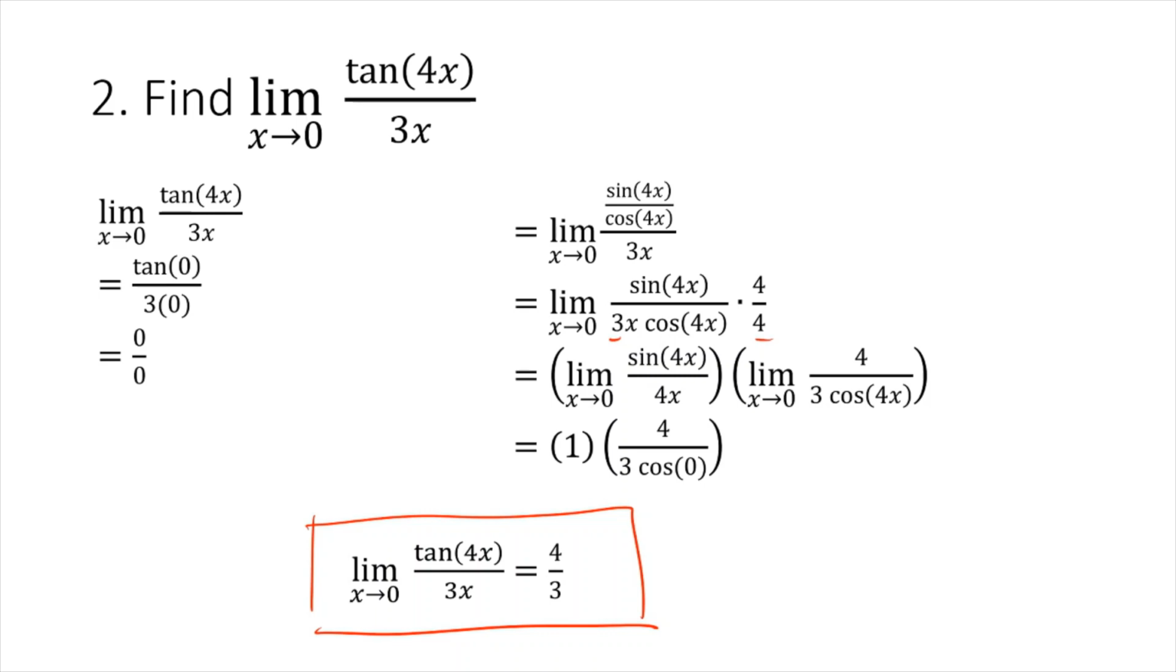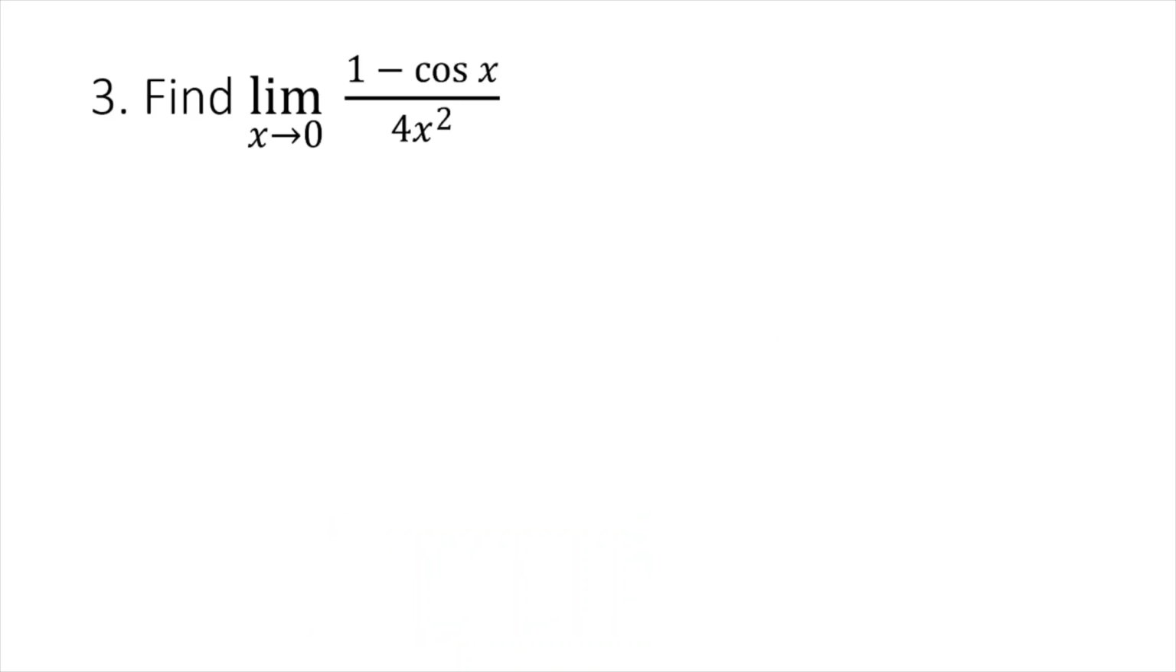Okay, so last problem. We are asked to find the limit of 1 minus cosine x all over 4x squared as x approaches 0. Alright, so let's try direct substitution. So we get 1 minus cosine of 0 divided by 4 times the quantity of 0 squared. We know that cosine 0 is 1. So 1 minus 1 is 0. And then 4 times 0 squared, that's 0. So we have an indeterminate form, 0 divided by 0. Okay?